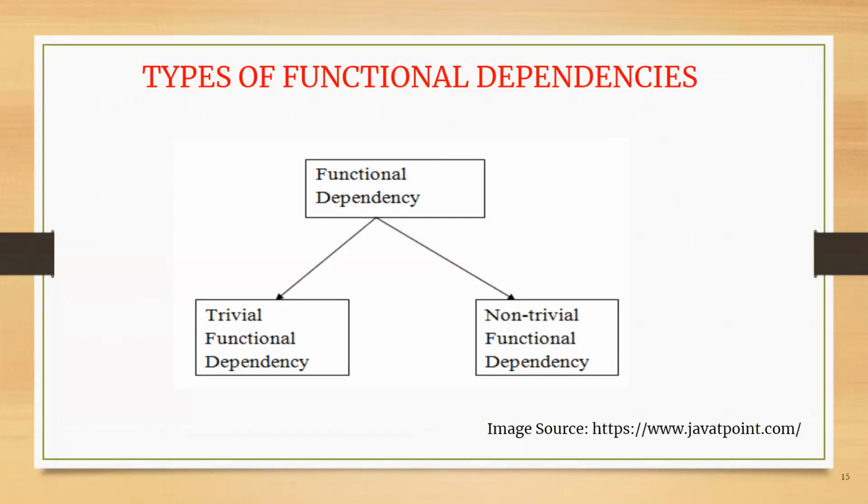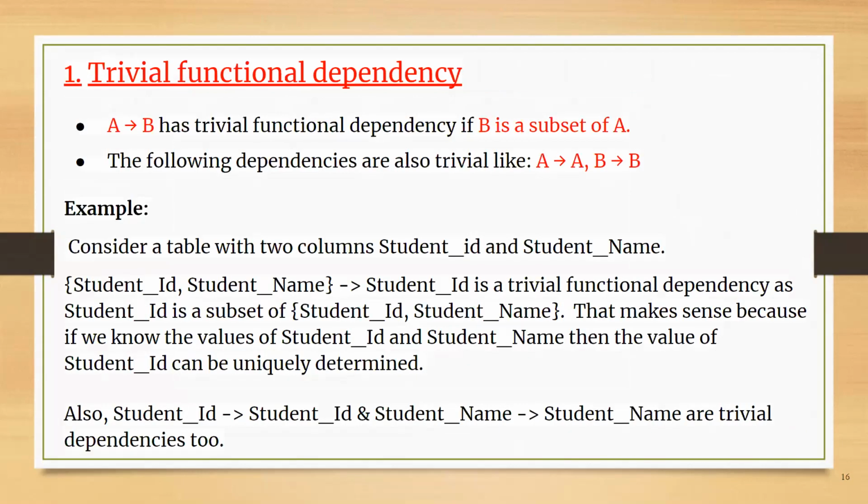Next, we have types of functional dependency. Whenever I talk about types of functional dependency, it is categorized into two. First is trivial functional dependency, and second is non-trivial functional dependency. First we are going to start with trivial functional dependency. Let us say we have attributes A and B. A is functionally dependent on B if it is a trivial dependency, in such a way that B is a subset of A. The following dependencies are also trivial: A is functionally dependent on A, that is itself. Similarly, B is functionally dependent on B, that is itself.